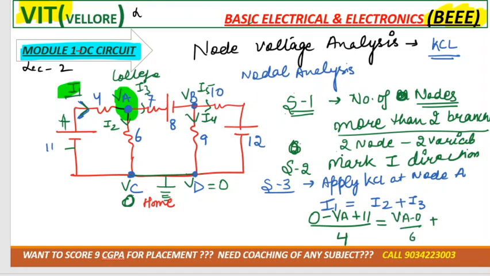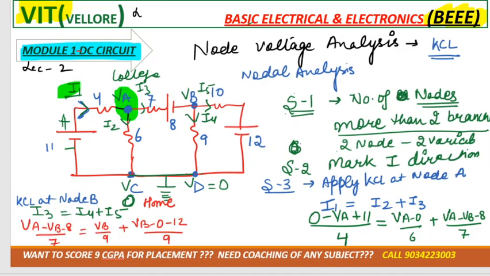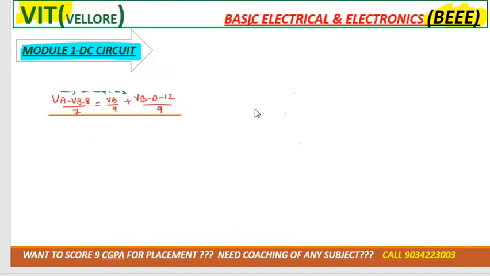I3 is moving from VA to VB. So it would be VA minus VB minus 8, because of the second sign, divided by 7. Right? Now similarly apply KCL at node B and tell me all the equations. I3 is entering, so I3 would be equal to I4 plus I5. Now for node B, we got these equations, right? If you have any doubt, you can ask me how this equation comes. Now we need to solve these equations, right?